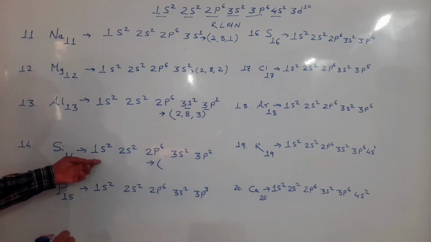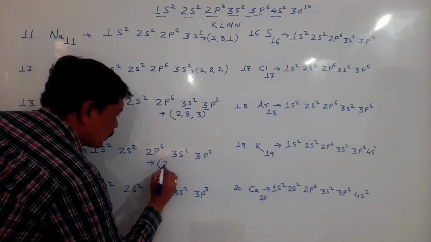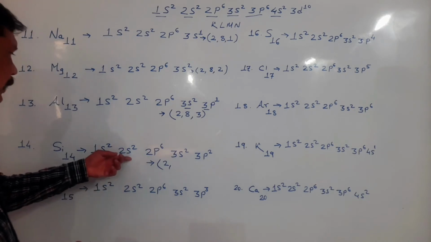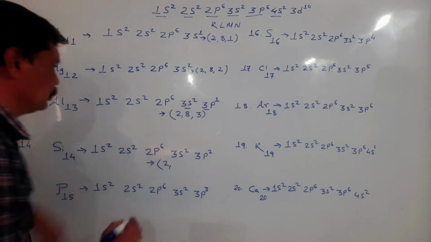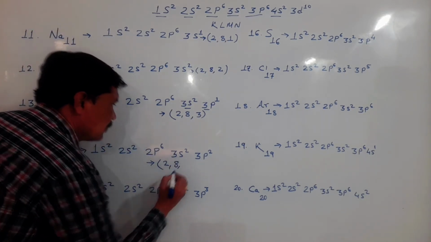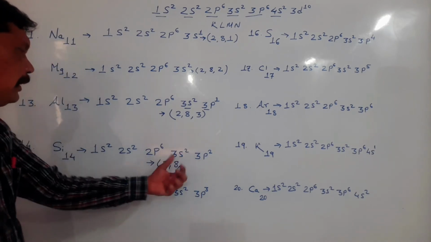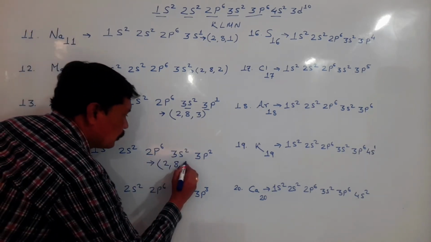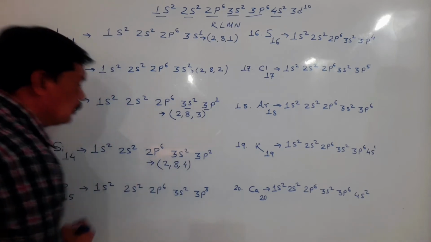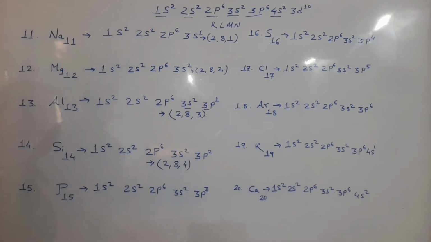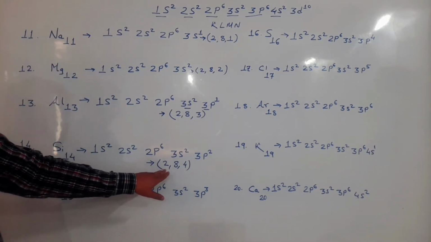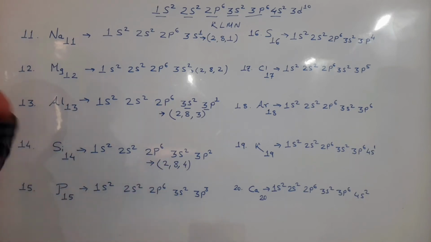Silicon, 1s2, we'll write 2. 2s and 2p, 6 plus 2, 8. 3s and 3p, 2 plus 2, 4. This is also a satisfactory answer. 8 plus 2, 10, 10 plus 4, 14. Correct.